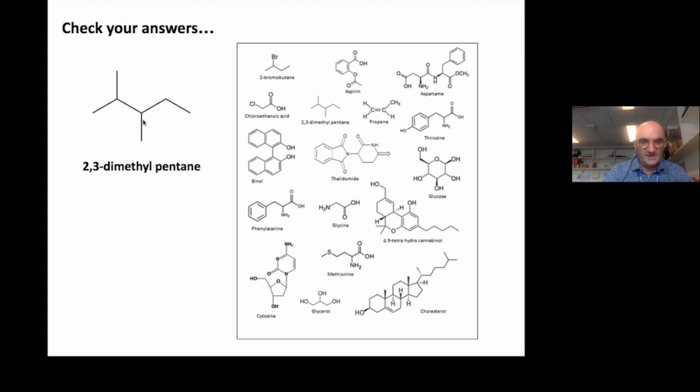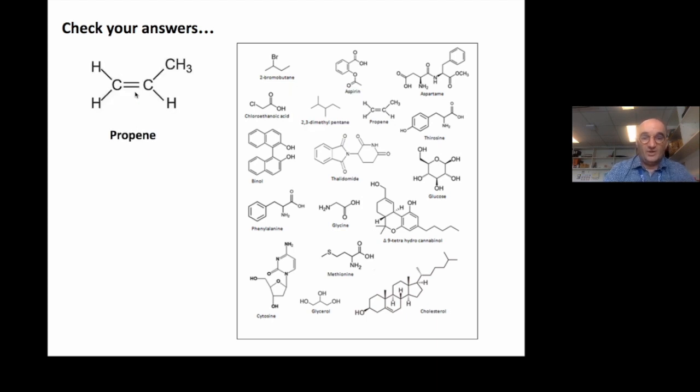CH3, no. CH to methyl to this. Oh, that looks kind of promising, doesn't it? Right there. Propene, double bonds cannot show chirality because you need to have 4 different groups. With a double bond, there are 3, so no chiral carbon atoms.